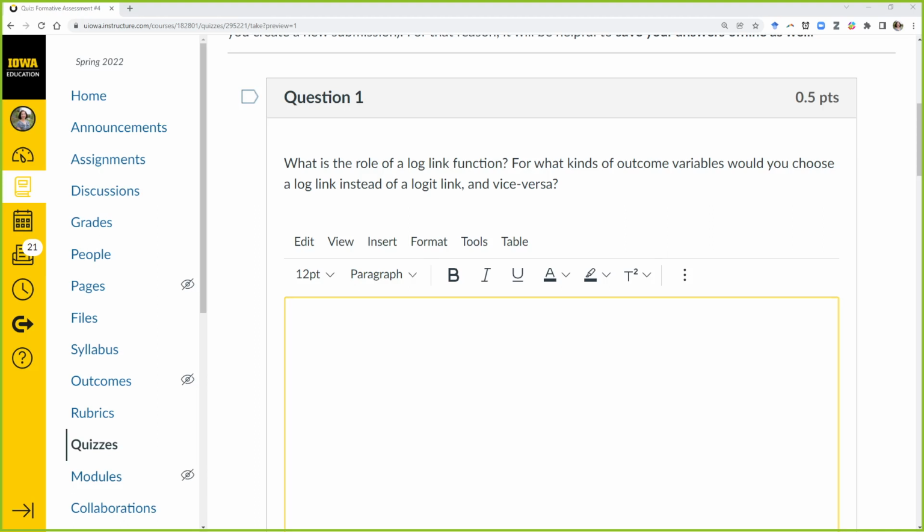And then what other kinds of outcomes besides binary and categorical do logit link functions work for? What we just finished talking about, actually.